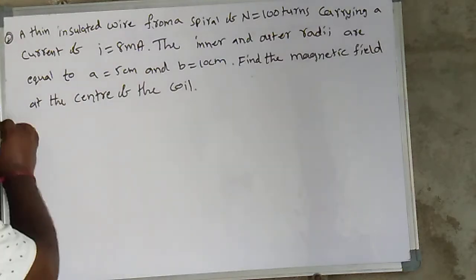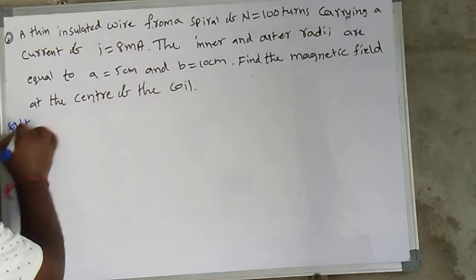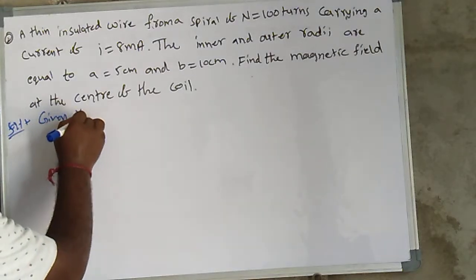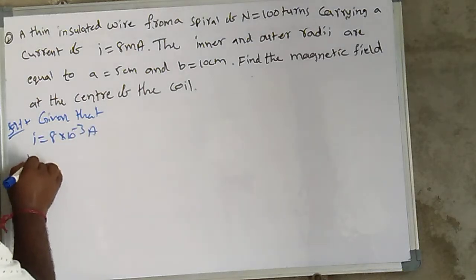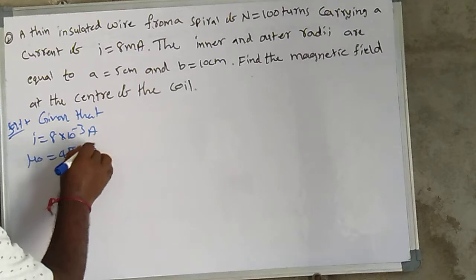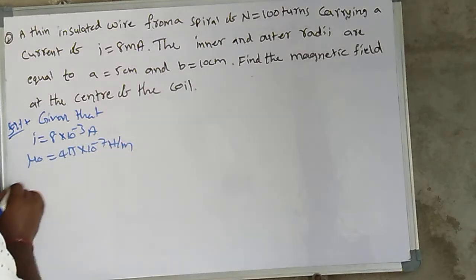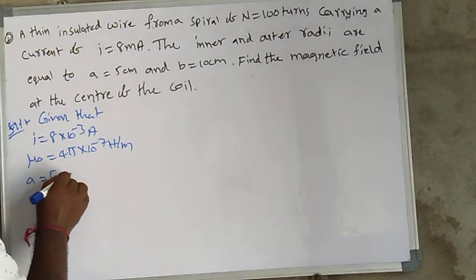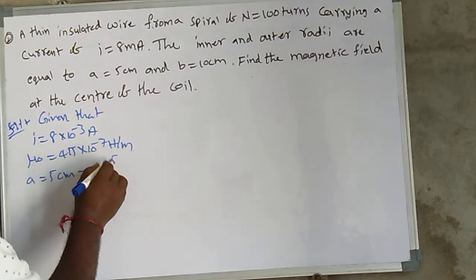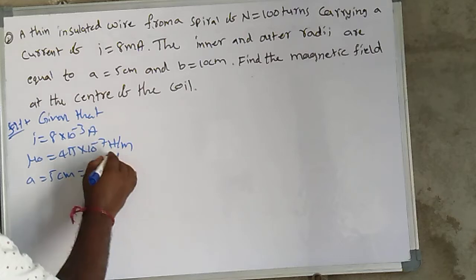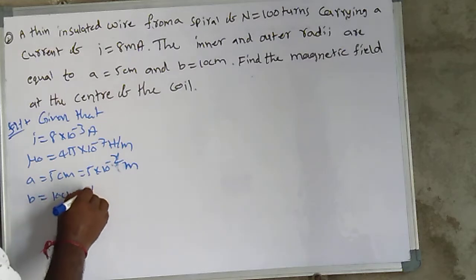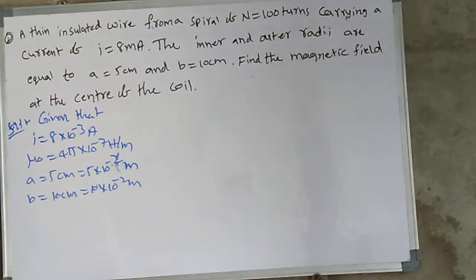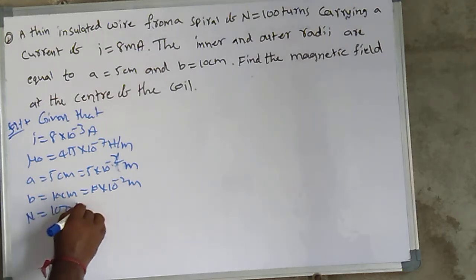So here the given data. Solution, given that I is equal to 8 into 10 to the power of minus 3 ampere. So here mu naught is equal to 4 pi into 10 to the power of minus 7 Henry per meter, and here the inner radius a, 5 centimeter, is equal to 5 into 10 to the power of minus 2 meter. The outer radius b is 10 centimeter, nothing but 10 into 10 to the power of minus 2 meter, and here the N is equal to the given 100 turns.